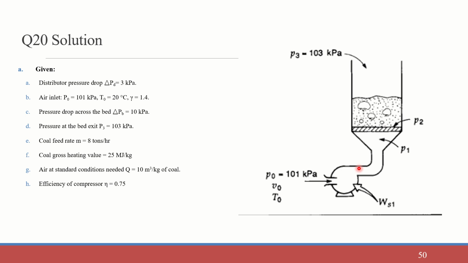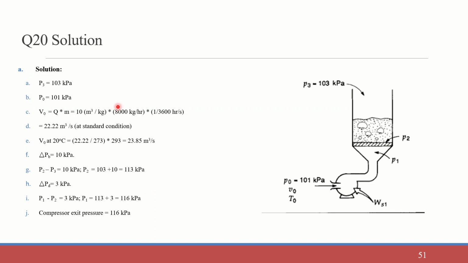So P naught and P1 we know, and V naught we need to find. V naught is given as 10 meter cube per kg of coal. We are using a coal feed rate of 8 tons per hour. So it is 10 meter cube per kg of coal into 8 tons per hour. 8 tons is nothing but 8000 kg, so 8000 kg per hour, and converting it into seconds, it is 22.22 meter cube per second. At 20 degrees Celsius we get V naught as 23.85 meter cube per second.